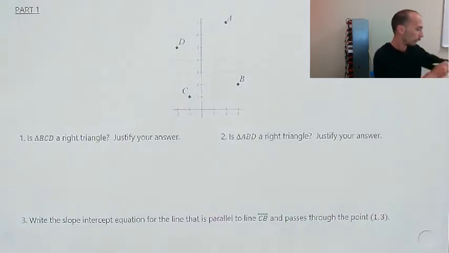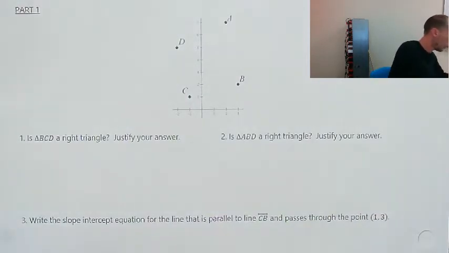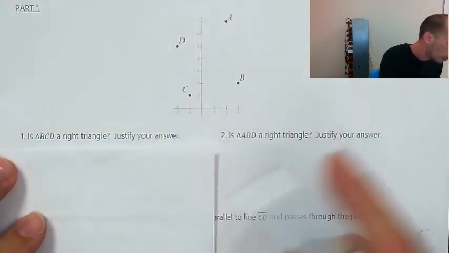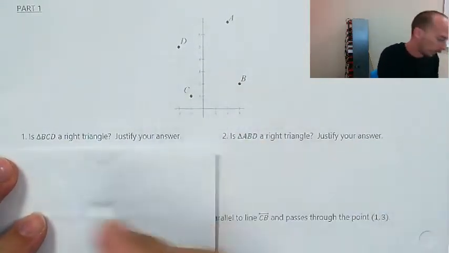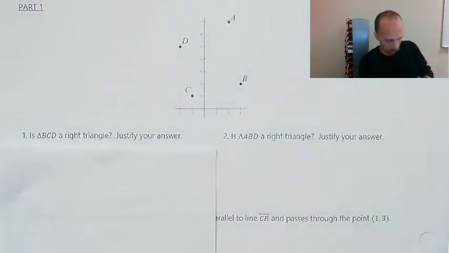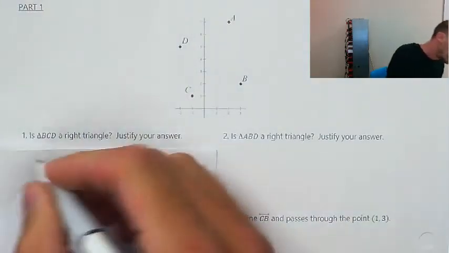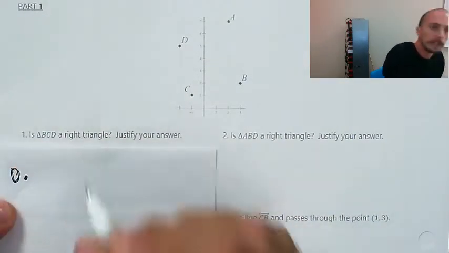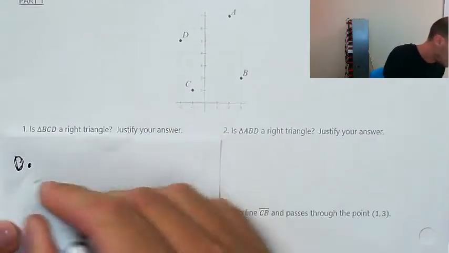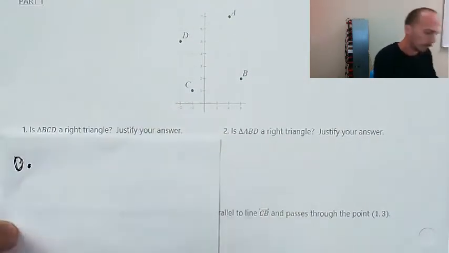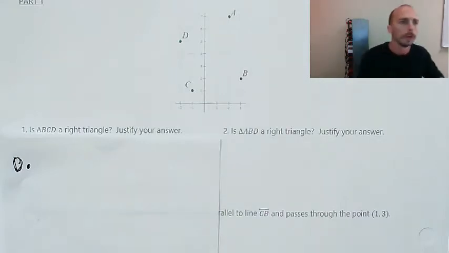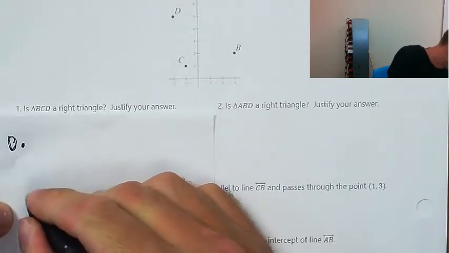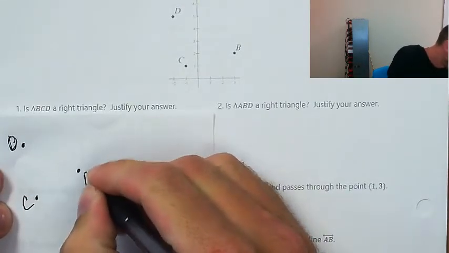Okay, so first question, is BCD a right triangle? Justify my answer. Okay. I know I'm going to need more space than that. So I'm going to just kind of copy it here. All right, so that's going to be D. Here's going to be C down here. All right, C will be here, and B over here.